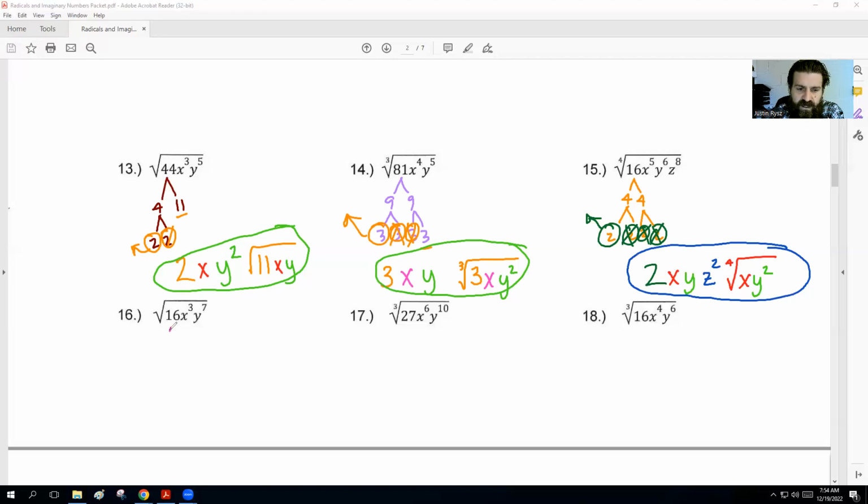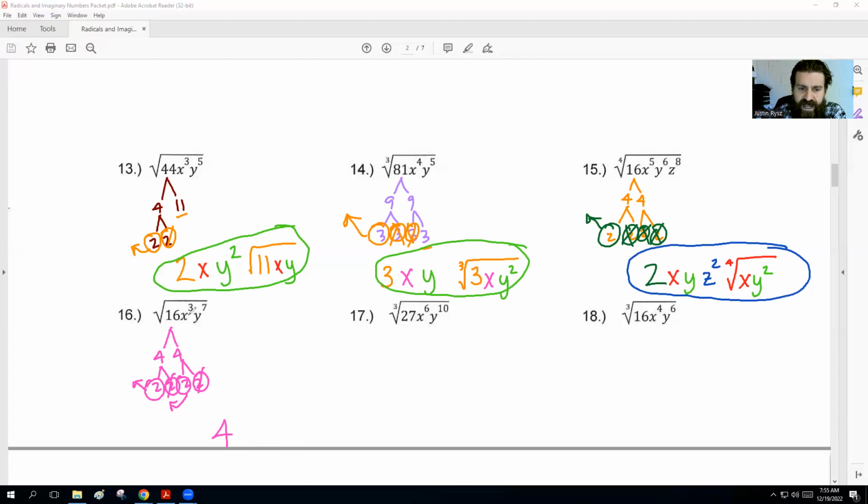All right, so 16. We're doing square root. So 16 is 4 times 4, 2, 2, 2, 2. Got a pair of 2s. 1 gets to go outside. Got another pair of 2s. Another one goes outside. So that means there's a 4 outside and nothing number-wise left over inside.